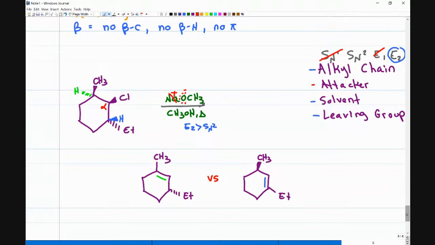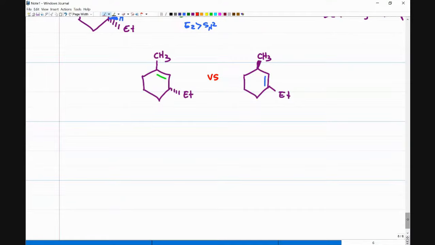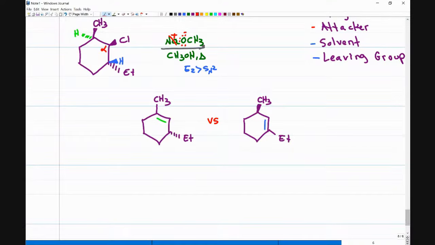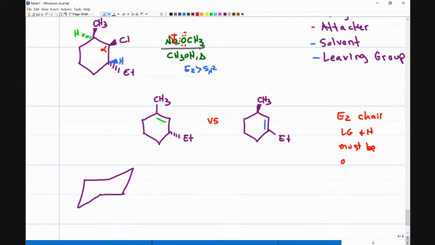If you're not sure, let's see the concept of anti-periplanar on a chair conformation. Because if you can't see it this way, a chair conformation is going to make it very clear. So we'll draw a chair this way. The first thing is on a chair conformation, for an E2 chair, your leaving group and your hydrogen must be axial. And so I will start by putting the chlorine up here.